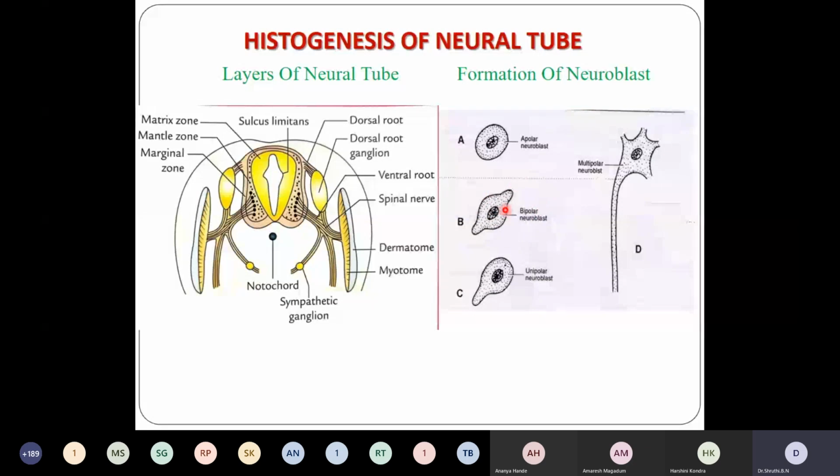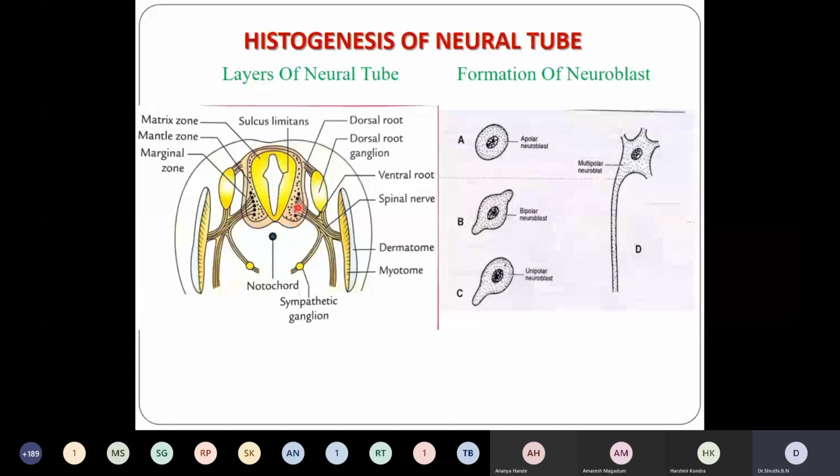In the later part of the development, one process is absorbed and only a single process remains, that is called a unipolar neuroblast, that elongates and forms the axon. Okay. So this unipolar neuroblast later forms the multipolar neuroblast, and that forms the mature neurons. Once the multipolar neuroblast is formed, it loses its mitotic activity, meaning it will not multiply anymore. Okay. So that lies here in the mantle layer.